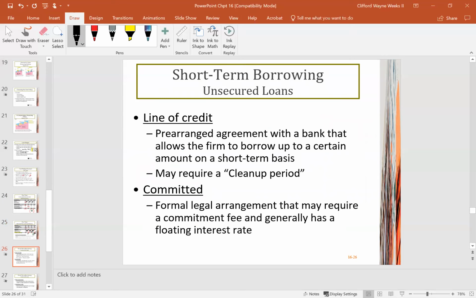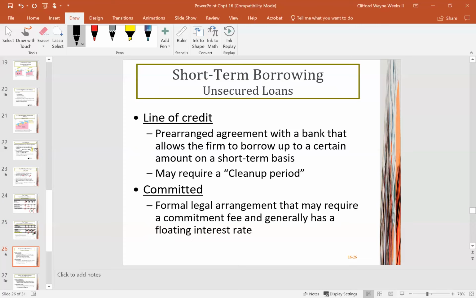And so where are we going to get that money? Well, some places we have a prearranged line of credit. It's an agreement with the bank that allows a firm to borrow up to a certain amount of cash in the short term. It may require a cleanup period, or basically, hey, you need to pay this off within 60 days or something like that. Whereas another short-term borrowing is a committed borrowing, where it's a formal legal agreement that requires a commitment fee and generally has a floating interest rate. And so this would be a short-term note.